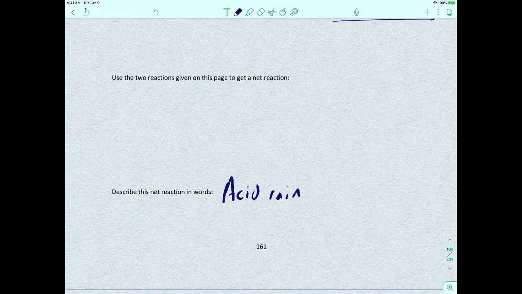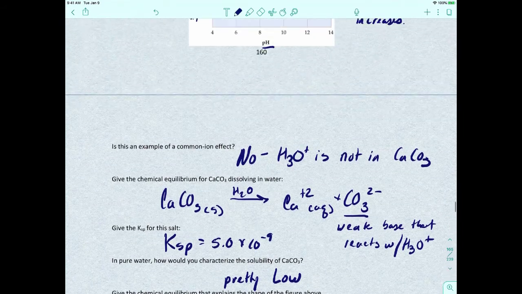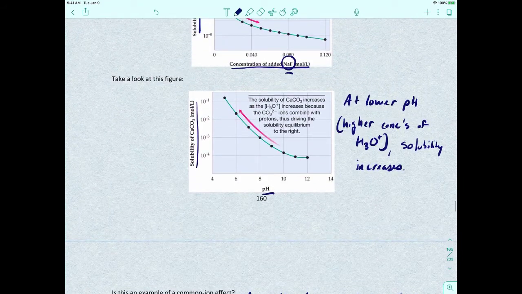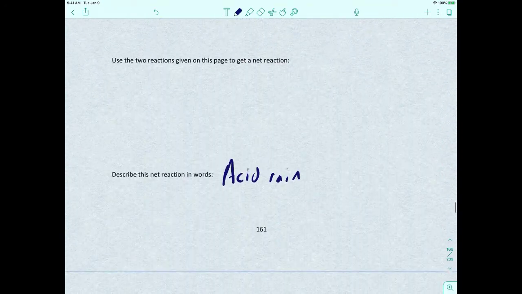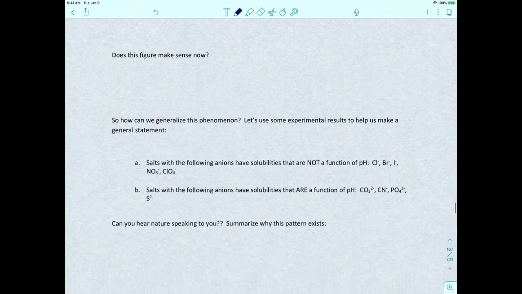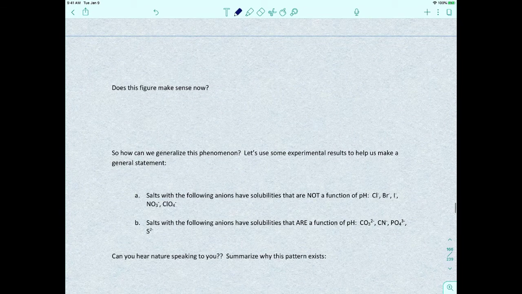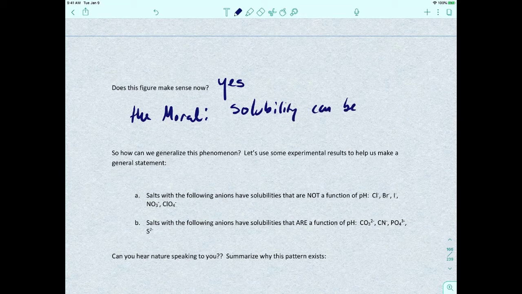Okay, so does this figure make sense, that as you lower the pH, the solubility is increasing? Absolutely it does. So does this figure make sense now? Yes, it sure does. And here's the moral of the story: solubility can be complex.